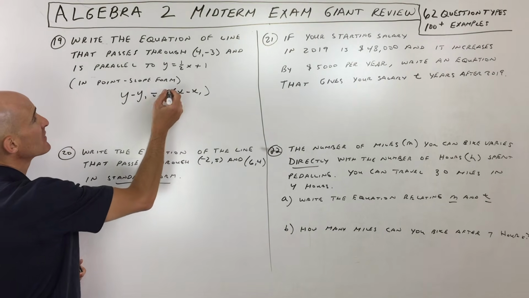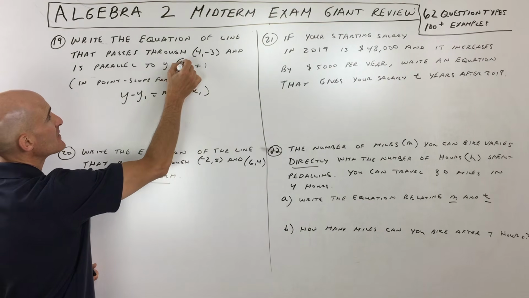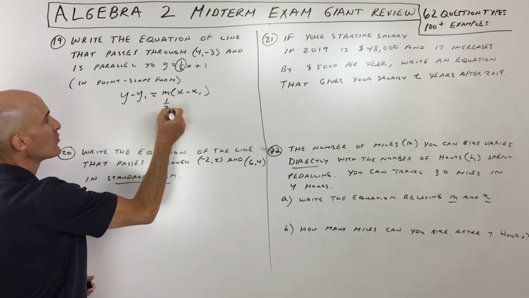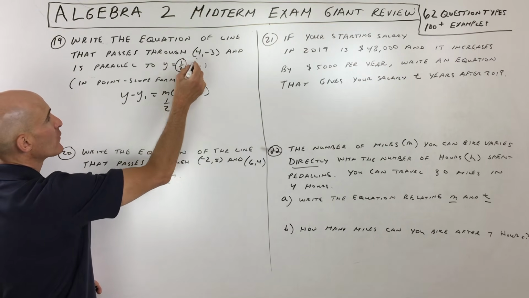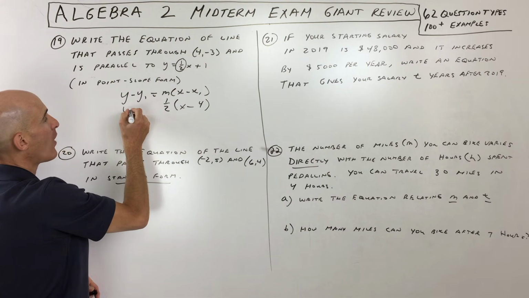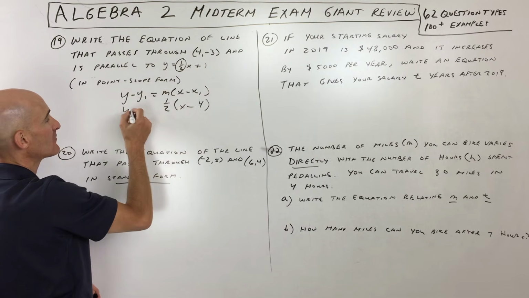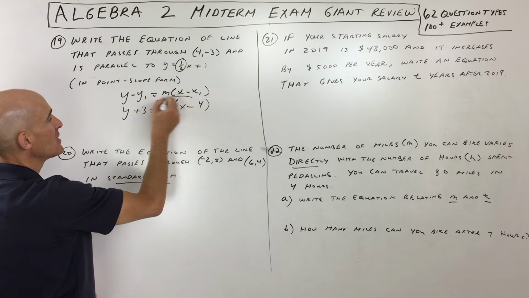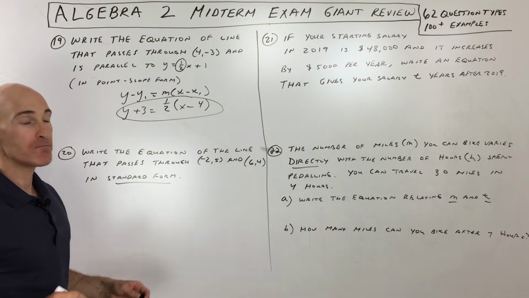So in this case, if it's parallel, we know that it has the same slope as this line. So that means that m is going to be 1/2. And if it goes through the point (4, -3), this is going to be x minus the x coordinate of the point, y minus the y coordinate of the point, but this negative and that negative cancel and give you a positive. Okay, so this is your equation in point slope form.